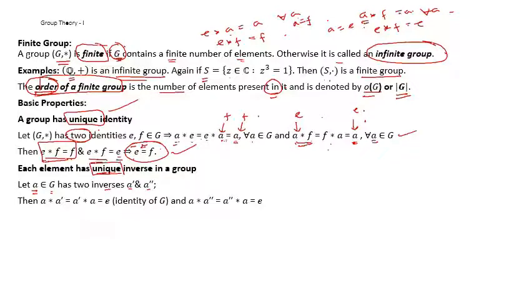তাহলে ইনভার্সের প্রপার্টি অনুসারে A star A dash equal to A dash star A equal to E, যেখানে E টা আমরা ধরে নিয়েছি আইডেন্টিটি। Similarly, A star A double dash equal to A double dash star A equal to E, both using the property of inverse.